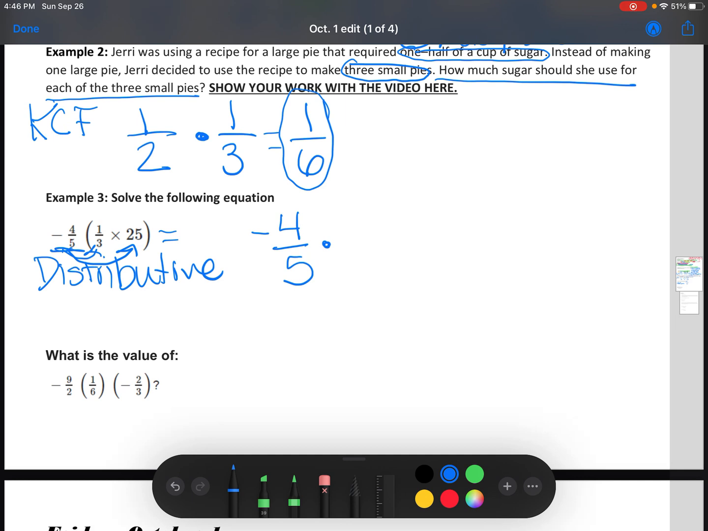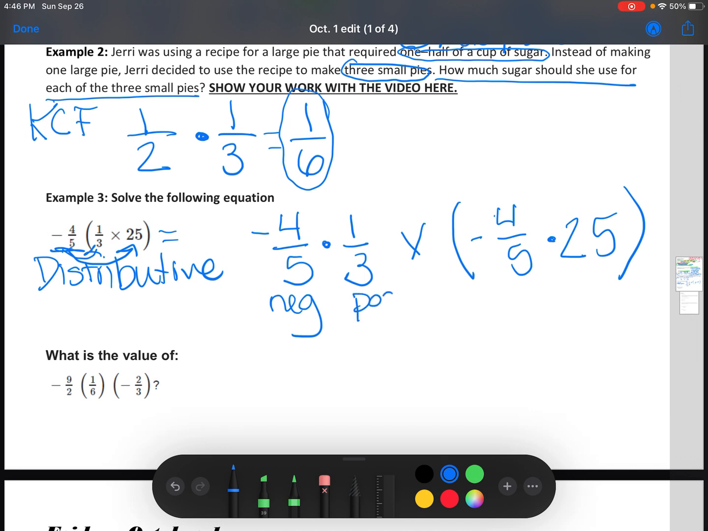So what I get is -4/5 times 1/3 times -4/5 times 25. Okay, when I multiply fractions, I can just multiply across. So I have a negative times a positive, because I can't forget those rules. And that gives me a negative, so my answer is going to be negative.